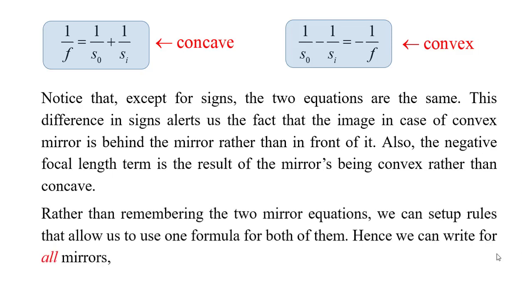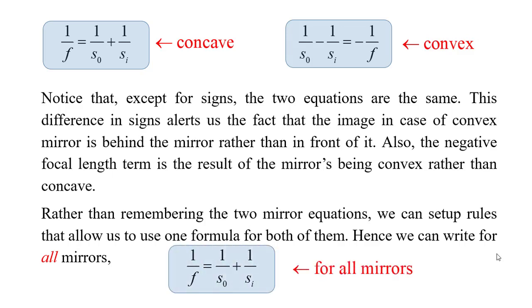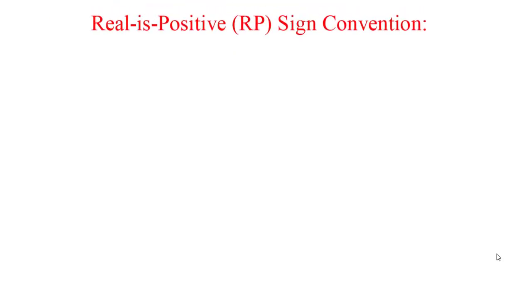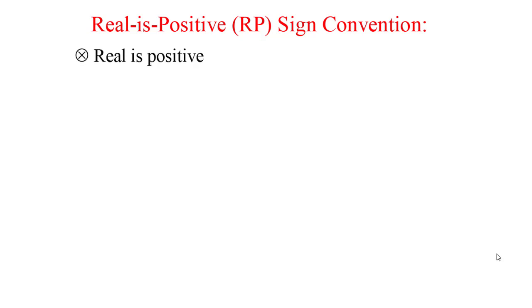So rather than remembering the two mirror equations, we can set up rules, which I have said is a sign convention, that allows us to use one formula for both of them. Hence, we can write for all mirrors 1 over F is equal to 1 over S naught plus 1 over Si, and this will be used for all mirrors under some set of rules. That set of rules is called the real is positive sign convention. Real is considered positive, virtual is considered negative.